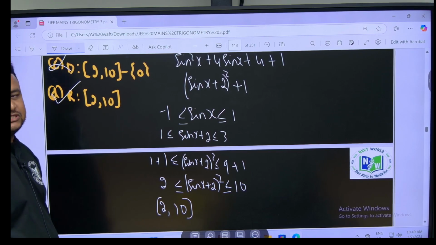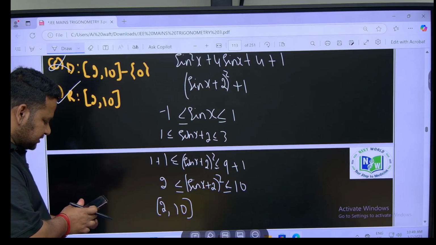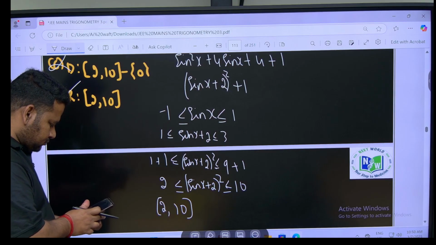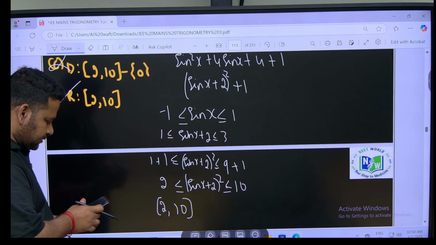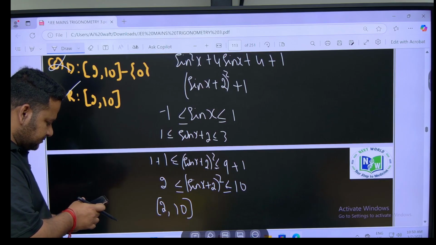This is how you solve this question. I hope it is clear, friends. I hope this question is clear to you. Let us go to the next type. I think one more question is there based on this. Just a minute.